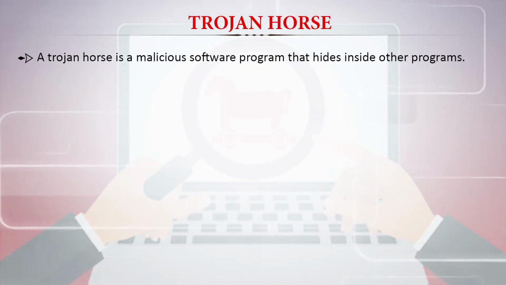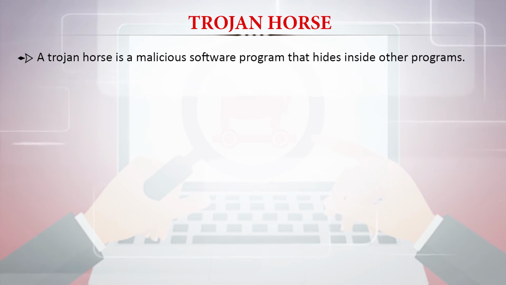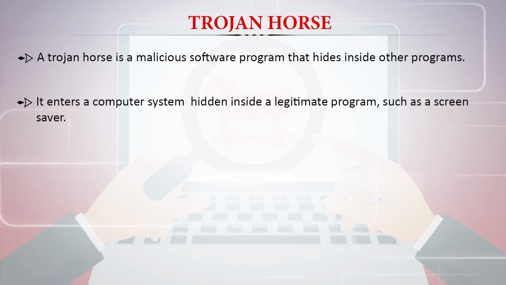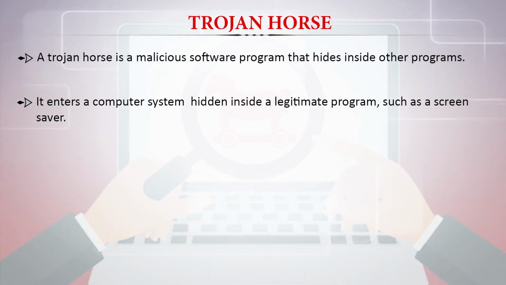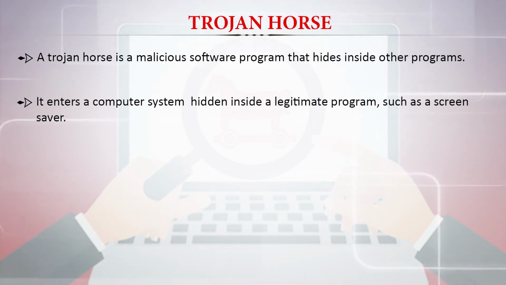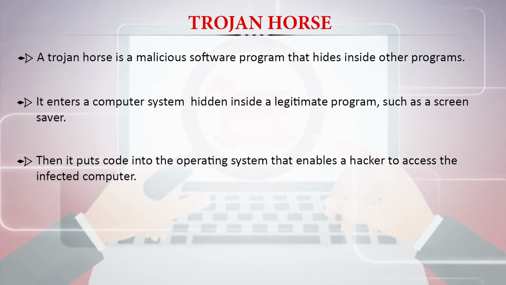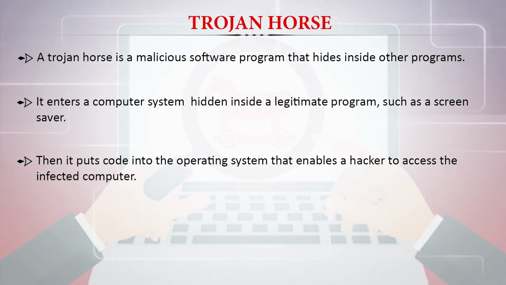Now let's move to the Trojan horse. A Trojan horse is malicious software, just like a virus or worm, that hides inside another program. It enters a computer system hidden inside a legitimate program such as a screensaver, for example. Then it puts code into the operating system that enables a hacker to access the infected computer.